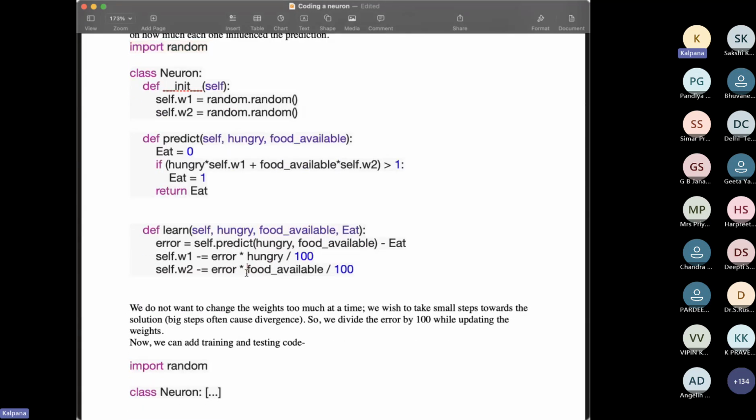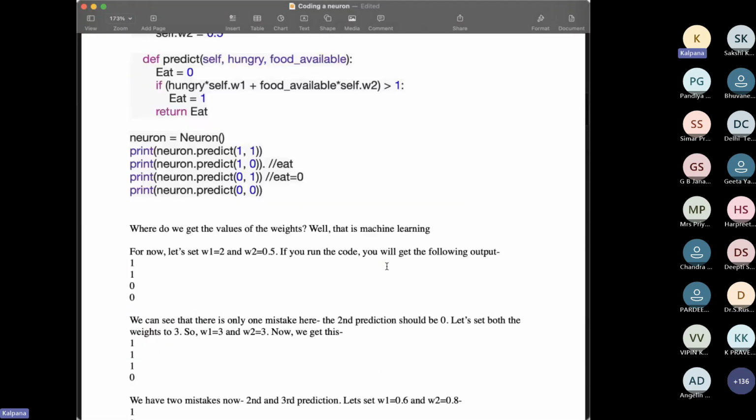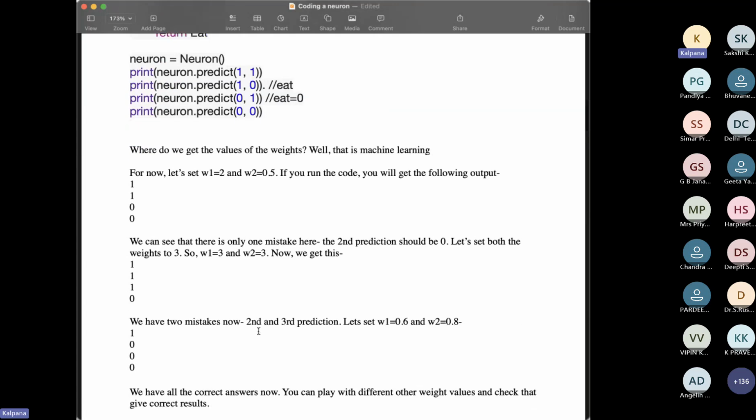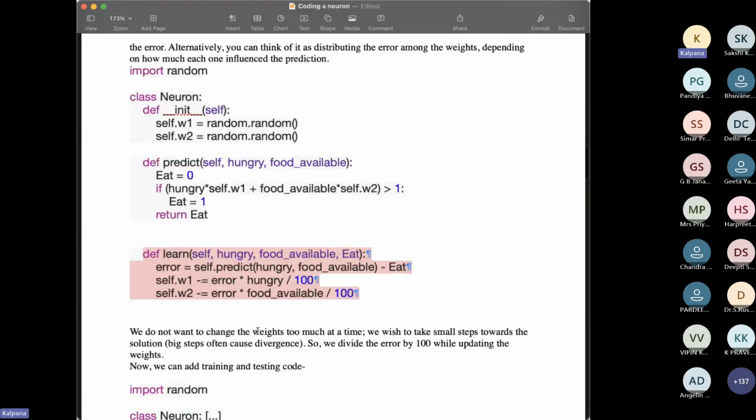Right? So what is happening now is, the neuron is initializing self.W1. Earlier we were giving 2, now it is using the random.random method, and the same for W2. So these two will get random values. And we again have a predict function, same. Okay, so hungry and food available. And now we have a learn function also, because now the weights are to be learned. Understand? Okay. Earlier, we had this only, and we were saying, okay, what happens when the weights are this, what happens when the weights are that, and so on. Okay. So now we have a learn function.